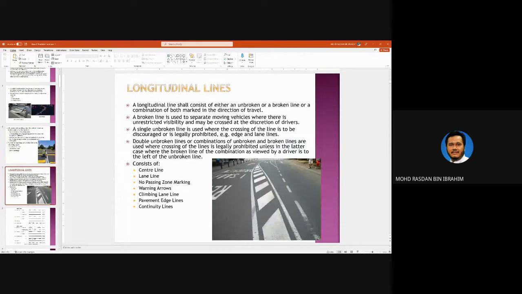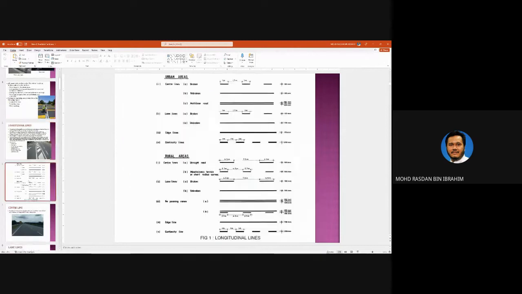Okay. All right. So longitudinal lines consist of center line, lane line, passing lines, and so on. We look over here. You have urban areas and rural areas, and you have center lines for urban areas. You can see the length of this line. The term that we use is the stroke. The stroke is 1 meter. 1.7 meters is the gap. And then you have the width, 100 mm. This is for center line.